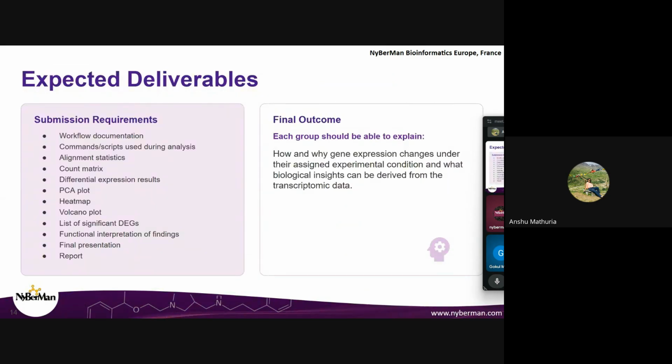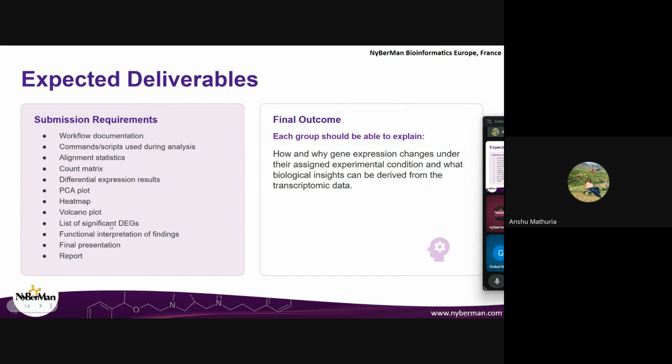So now what I'm going to be expecting in your report, I just showed you. First of all, workflow documentation, the commands, the statistics, the count matrix, the differential expression results, the plots, PCA, heat map, volcano plots, then significant genes.